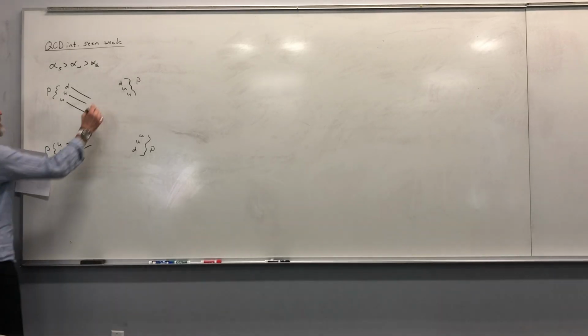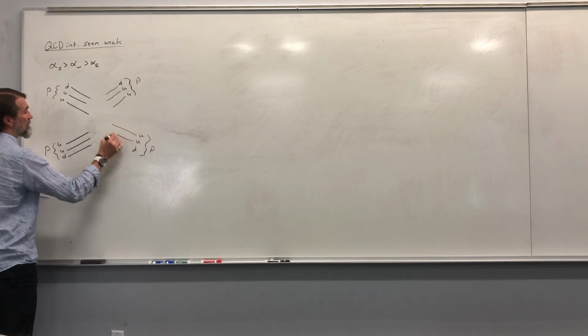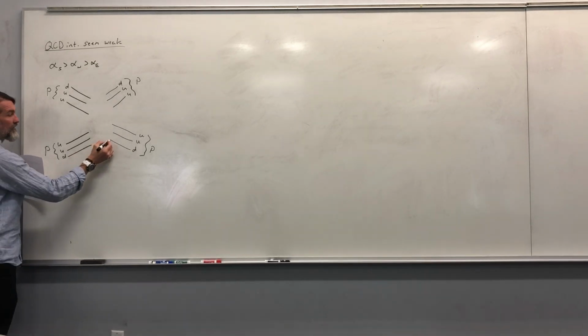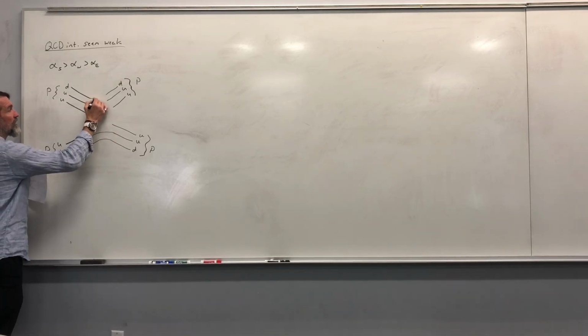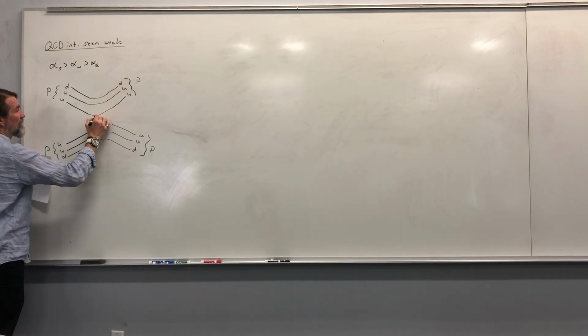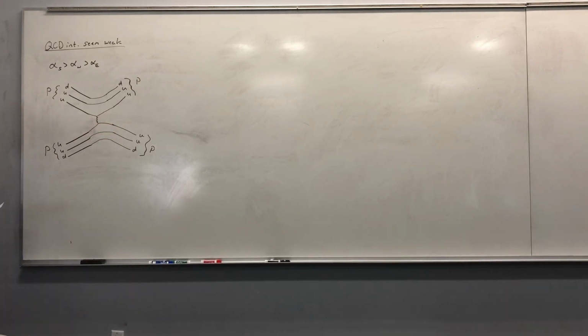Okay, so I'm going to have this, this, this, this. And now the simplest way to complete this diagram is as follows. Are you ready? These are just coming along for the ride. This one is going to exchange a gluon with that. That's the simplest diagram you can imagine, right?